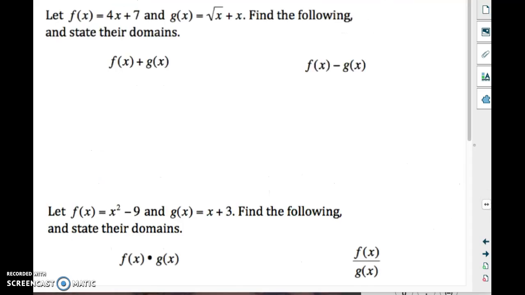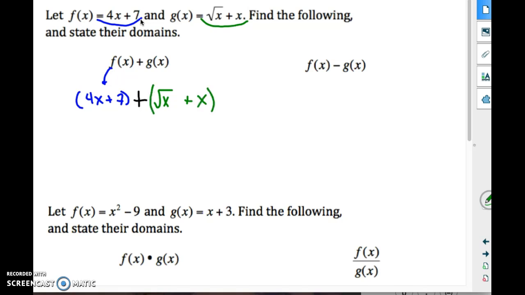Now we're asked, with a new f of x and g of x, so let's let our f be in blue and our g be the square root of x plus x, and then it says find the following and their domains. So in this first one, it's an addition problem, so we need to add 4x plus 7, that's our f, and our g is the square root of x plus x.